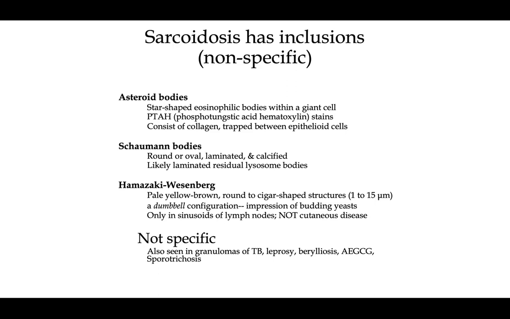Hamazaki-Wesenberg bodies are pale yellow-brown, rounded cigar-shaped structures, and they typically range from 1 to 15 microns, and they're present in a dumbbell configuration. The impression of budding yeast is what people typically think of when they see these Hamazaki-Wesenberg bodies. Typically, they're only found in sinusoids and lymph nodes, and they're not usually present in cutaneous disease, but it's important to know about them. Now, it's not specific because it can also be seen in granulomas of tuberculosis, leprosy, borreliosis, annular elastic giant cell granuloma, and sporotrichosis.